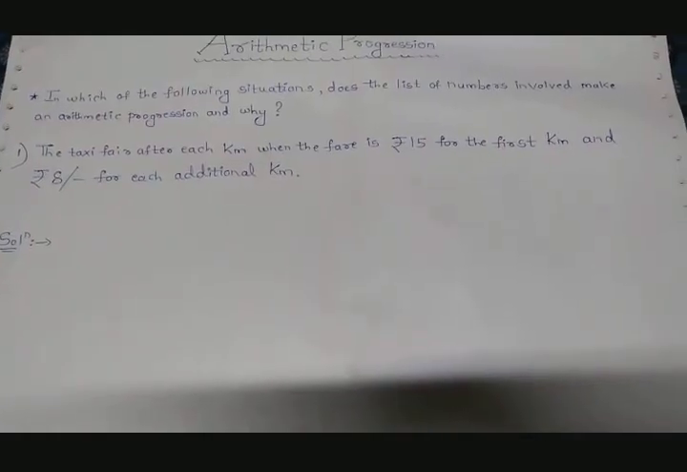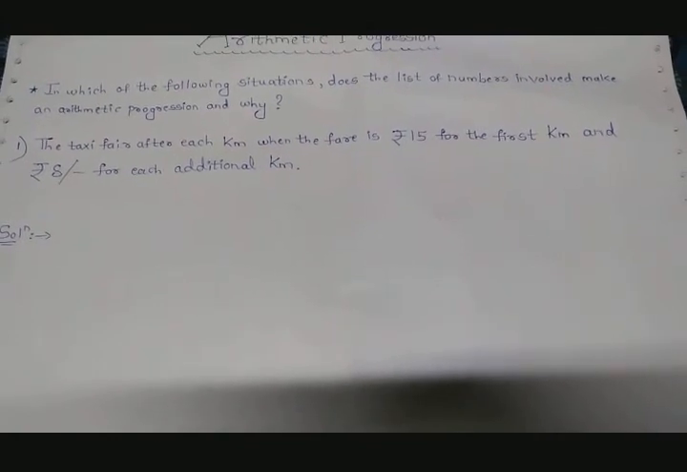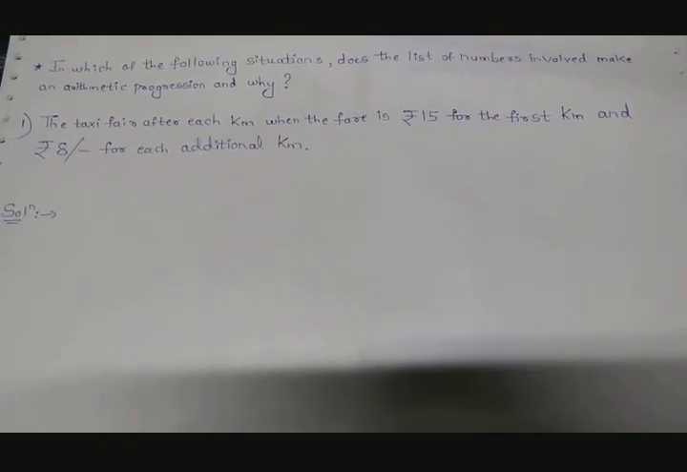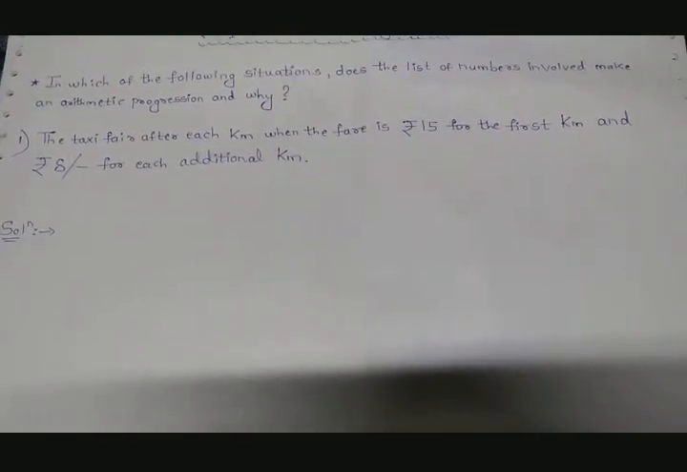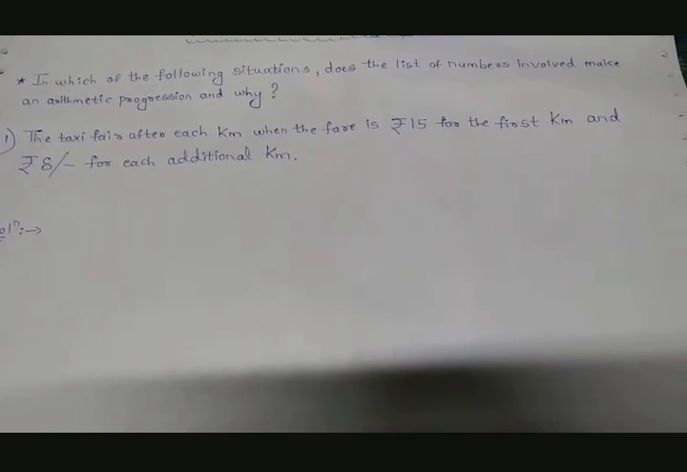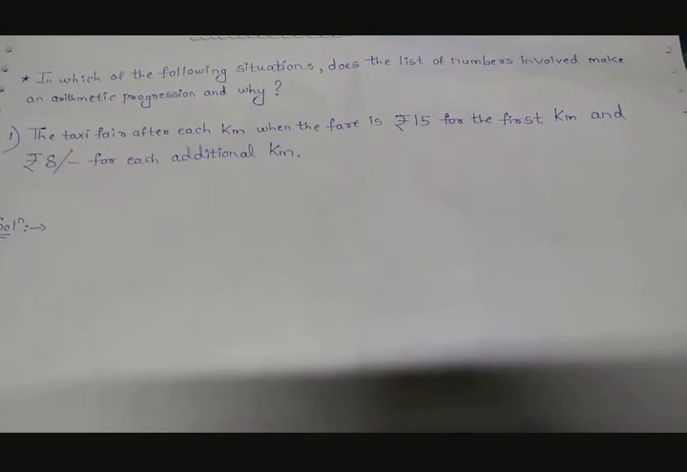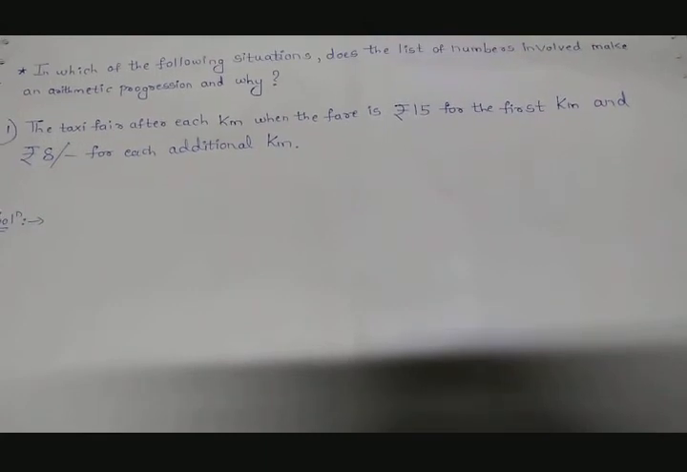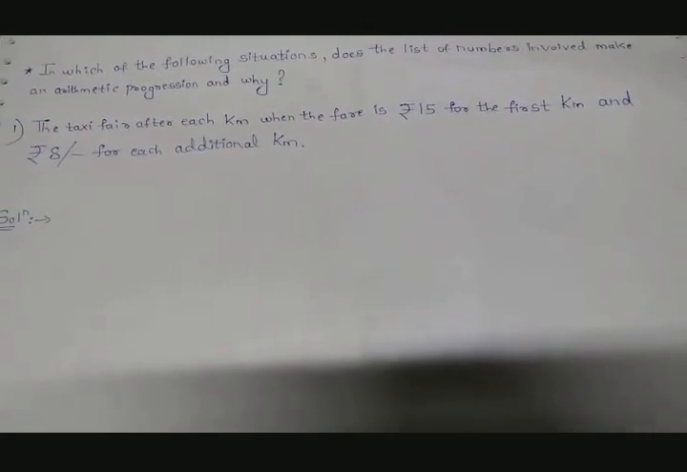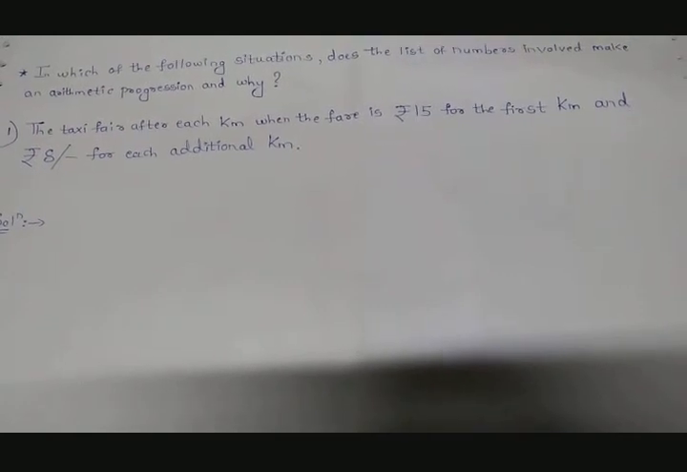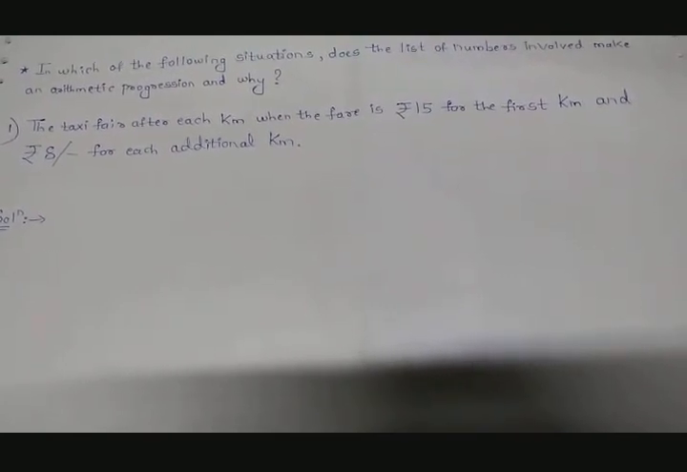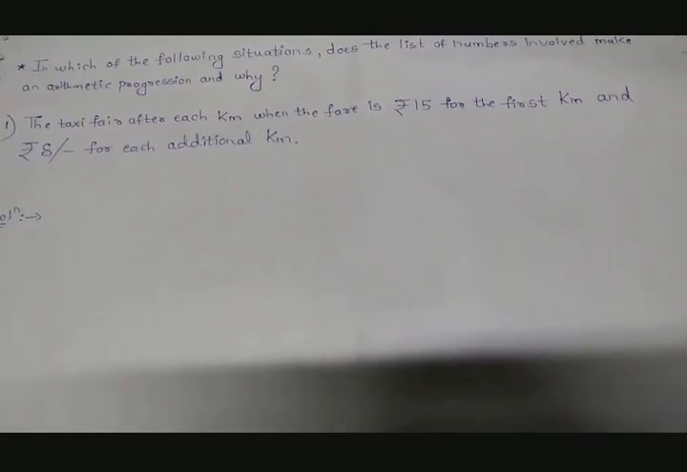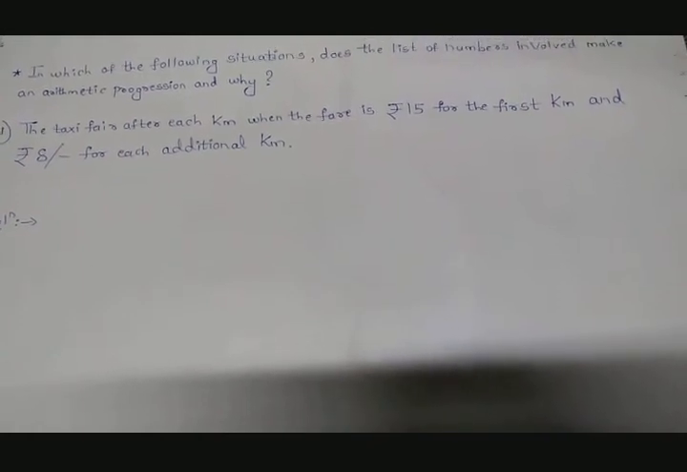In today's class, we will be solving some simple problems on the arithmetic progression. That is, whatever we have studied so far, we will be using that and solving the problems. So the question is, in which of the following situations does the list of numbers involved make an arithmetic progression, and why? They will be giving you a set of situations and you have to write down the data in mathematical form and check whether it forms an arithmetic progression, and if it does not form an arithmetic progression, you have to give the reason, and if it forms an arithmetic progression, then also you have to give the reason.